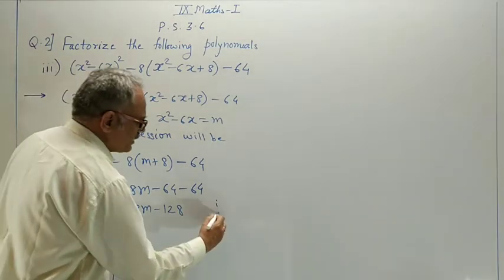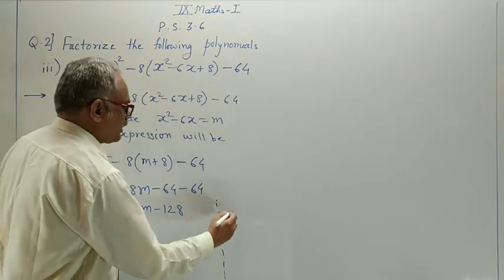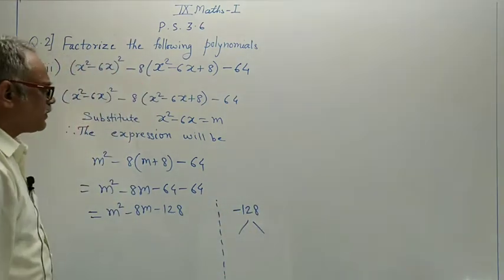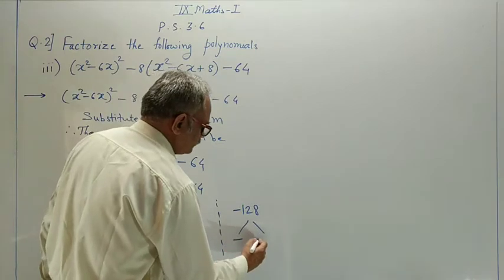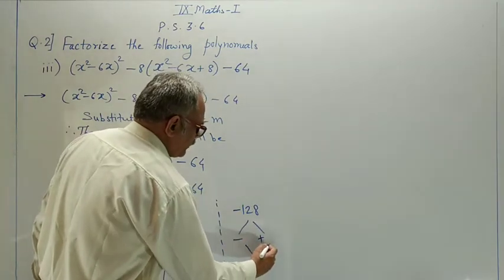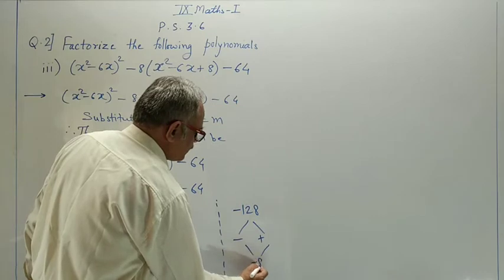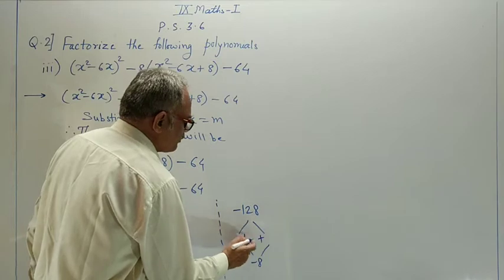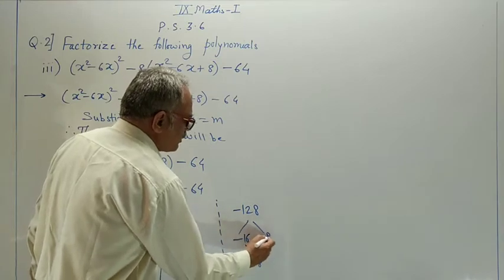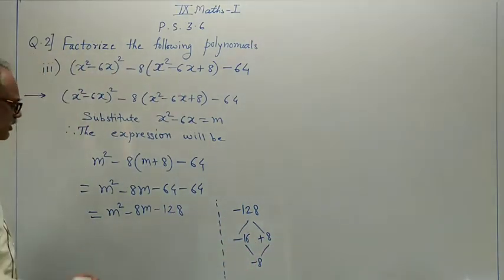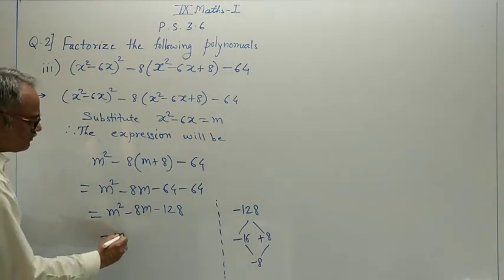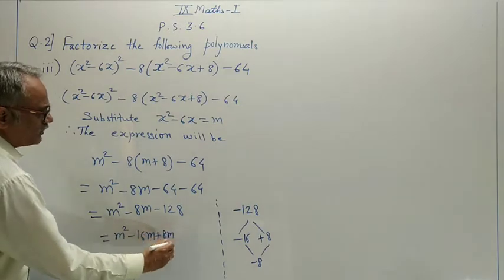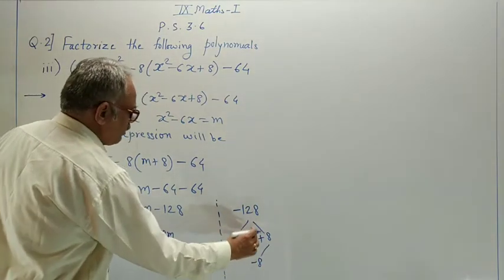Now we have to factorize it using rough work: negative 128. To get a negative product we need different signs, and the total should be minus 8. Which numbers are such? 16 eights are 128, for that you must know the table. So m² − 16m + 8m, minus 16 plus 8 along with the variable.